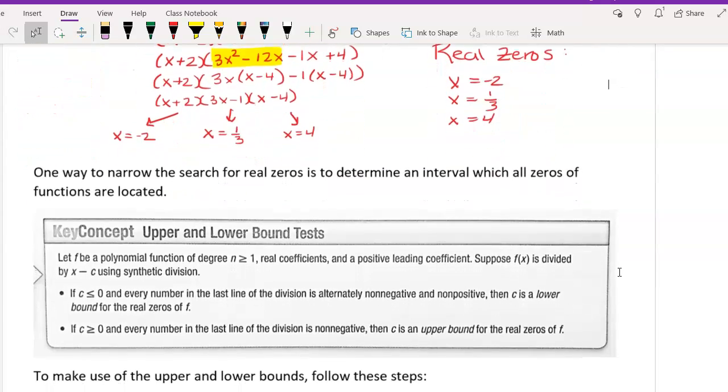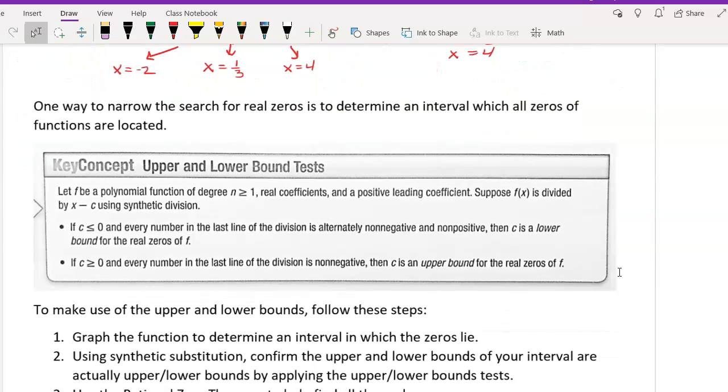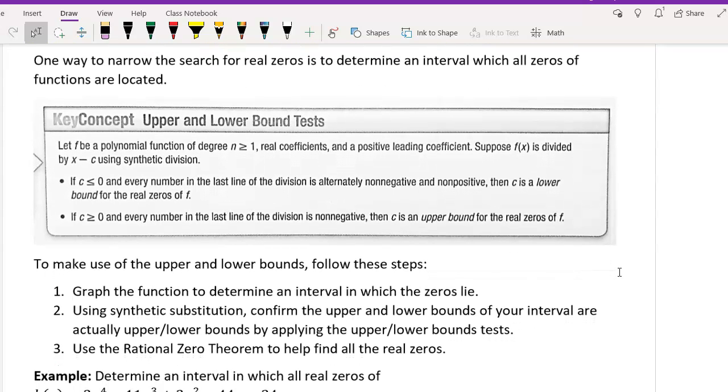So we're actually going to talk about the upper and lower bounds test. And that's one way to narrow that search of real zeros, so we can cut some of that extra work out. We're all about taking those shortcuts. So we have the upper and lower bounds test.